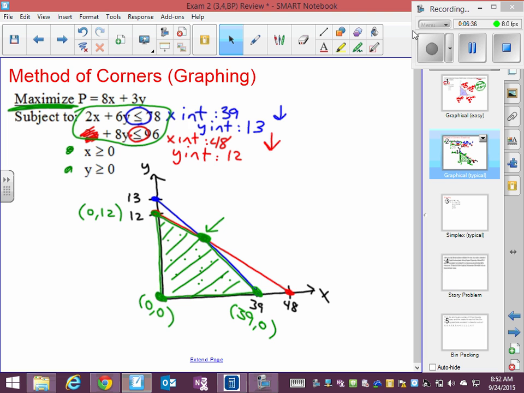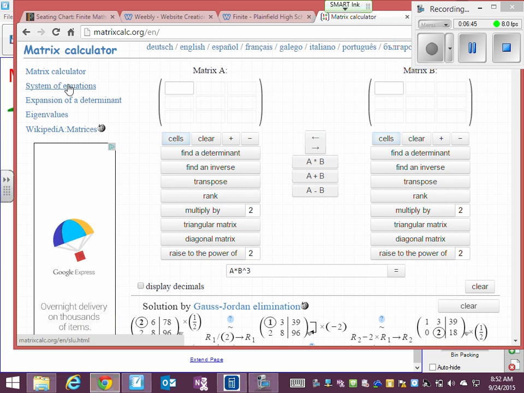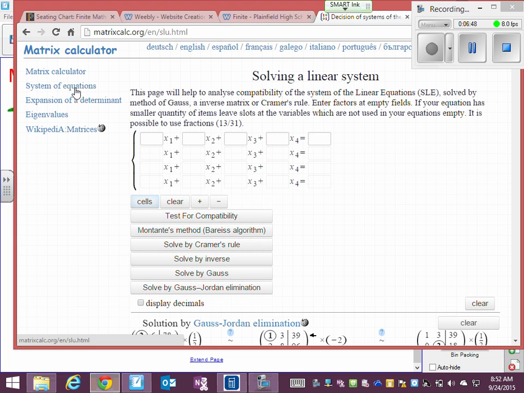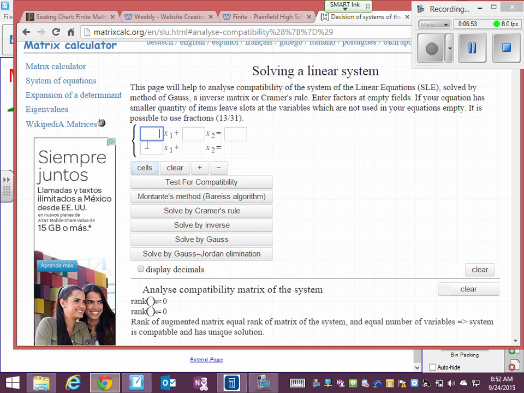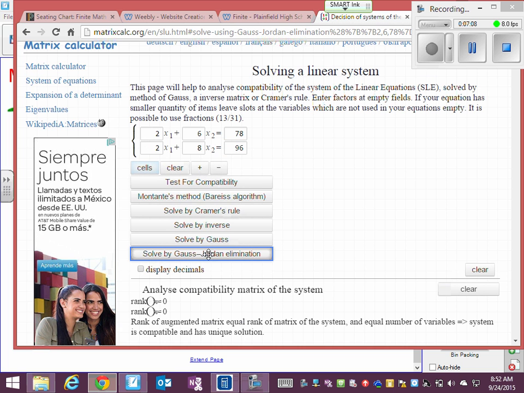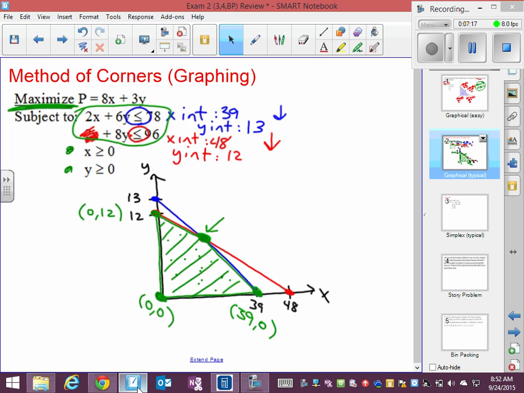I think the easiest way is to go to a website called matrixcalc.org. You go to matrixcalc.org and go to the system of equations. And our system was 2, 6, 78, 2, 8, 96. I'm going to solve this by Gauss-Jordan. And it'll tell me that my intersection point is 12, 9. I can see the intersection point is 12, 9 right there.